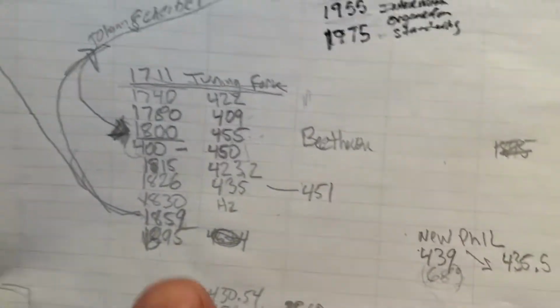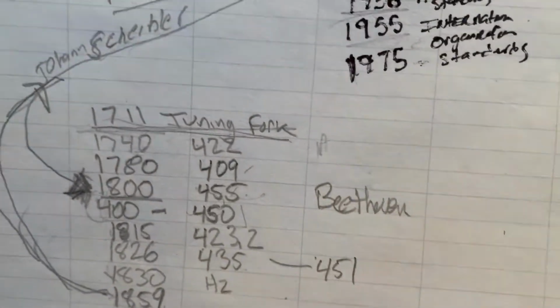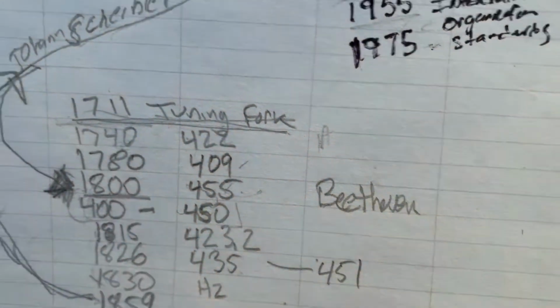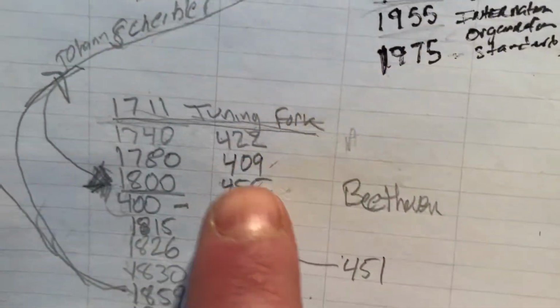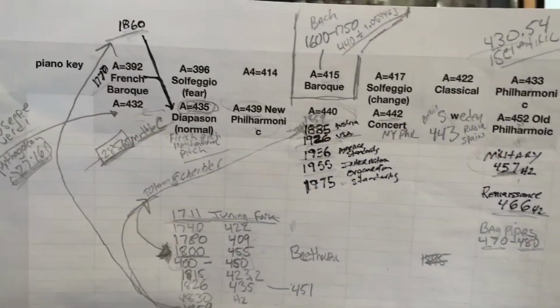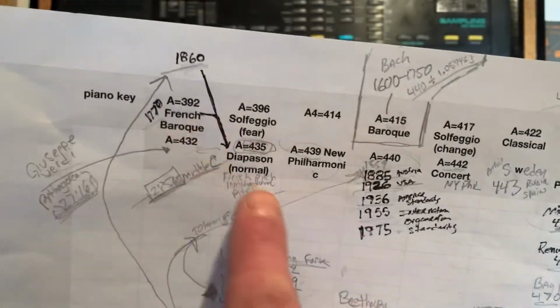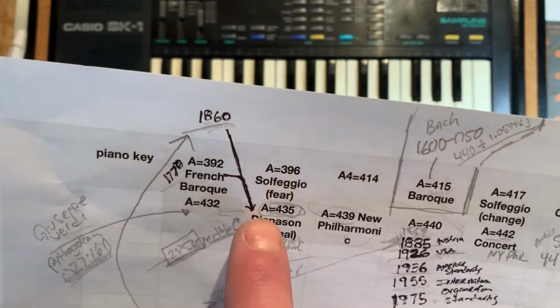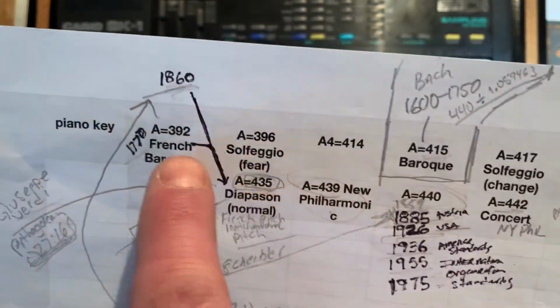And so here are some tuning forks that were found over the years, all with these different frequencies. Beethoven had some of those at 455. So it's really up in the air what the frequency of A is supposed to be.